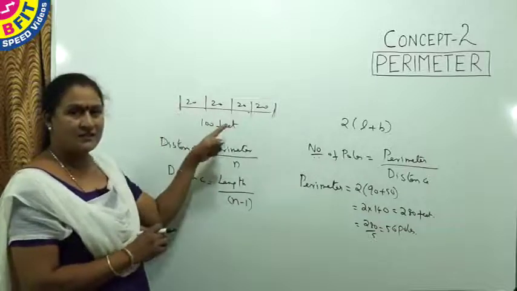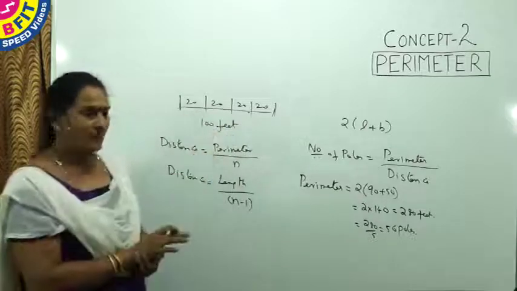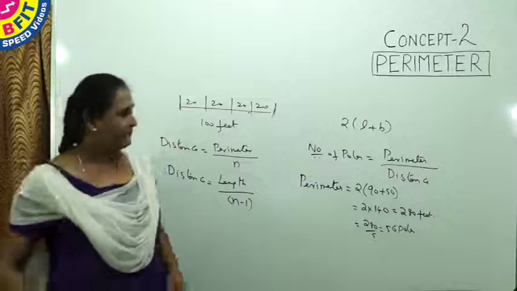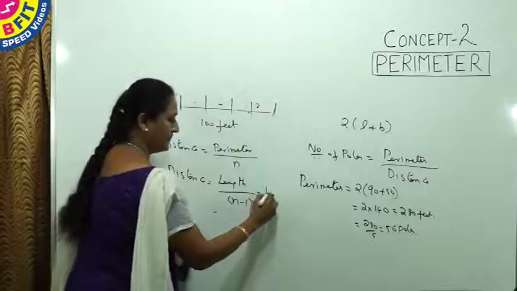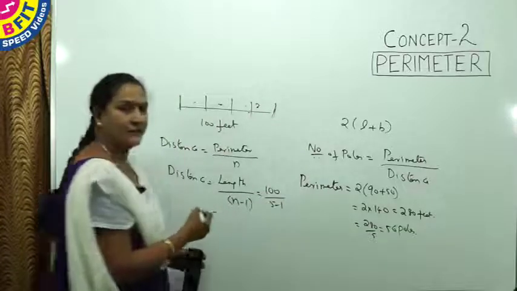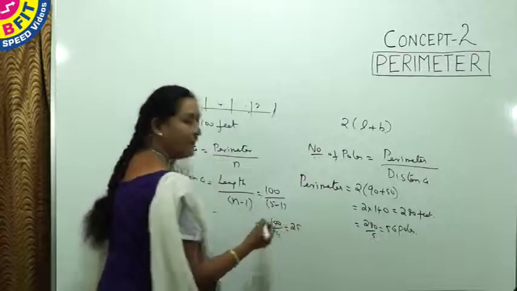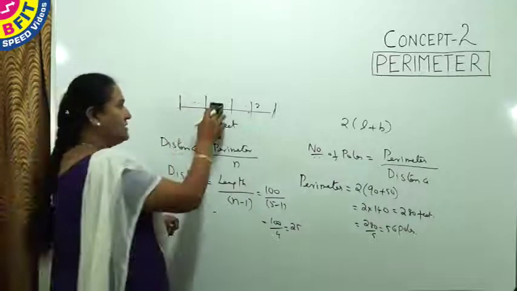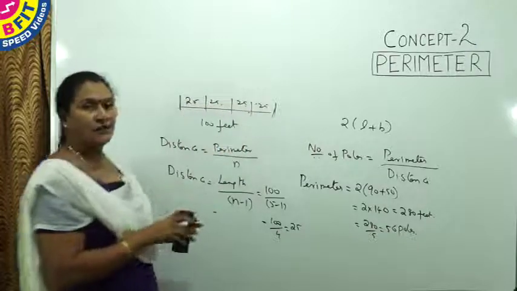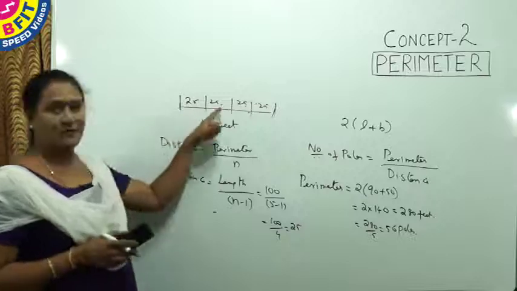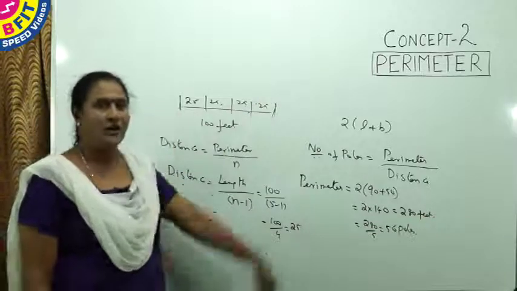Now what will be the distance for this question? If it is a 100 feet road and you need to plant 5 poles, what will be the distance? So here length is 100 and number of poles is 5 minus 1. So it is 100 by 4, which is 25. So the distance between the poles should be 25. Now what is the length it has covered? 25 plus 25, 50, and then 25, 75 and 100. So it has covered the whole 100 feet length.